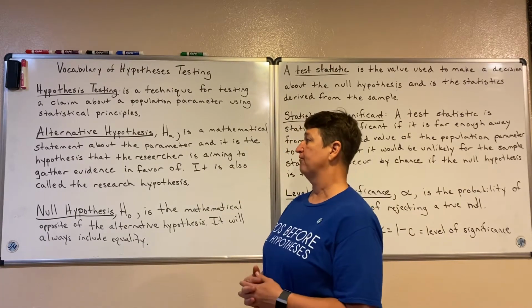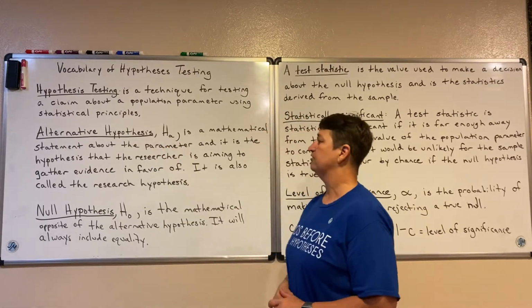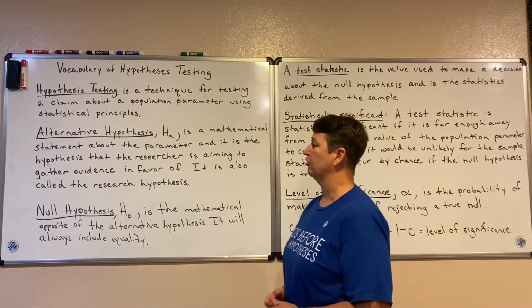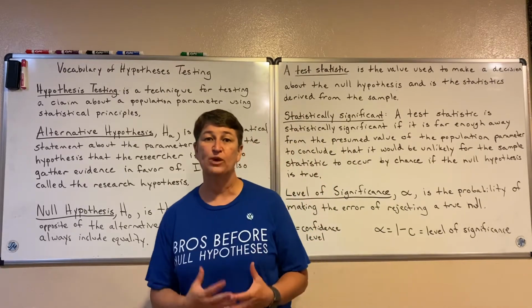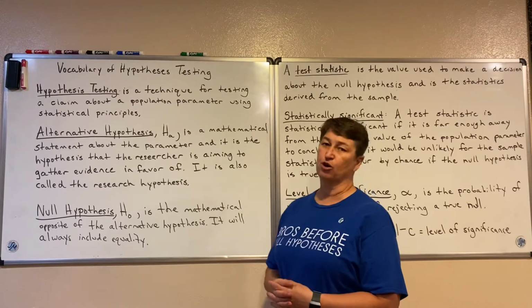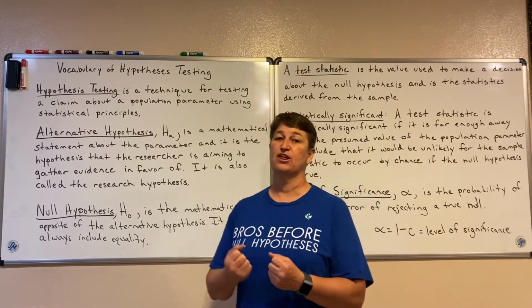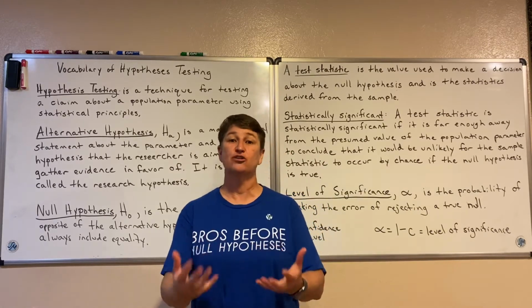Then an alternative hypothesis, denoted with a capital H and a subscript A, is a mathematical statement about the parameter and its hypothesis that the researcher is trying to gather evidence in favor of. It's also called the research hypothesis. So this is the hypothesis that the researcher has that they are testing.